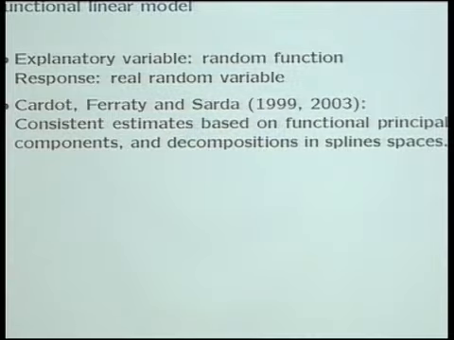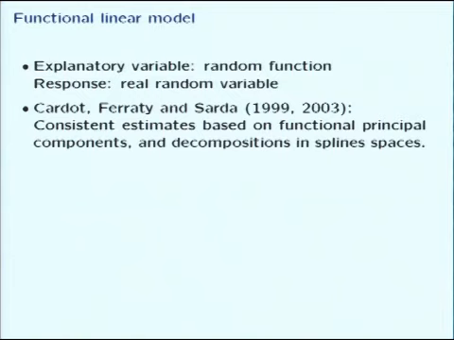So what is a functional linear model now? It's a regression model where the response is a real random variable, but the explanatory variable is a random function. So here in our setting, we will talk about a functional linear model with a random surface as an explanatory variable. Cardot, Ferraty, and Sarda published 2 papers on the estimation of the function of interest in the functional regression model, and used splines already in a 1D setting.